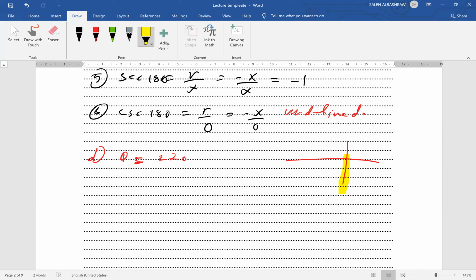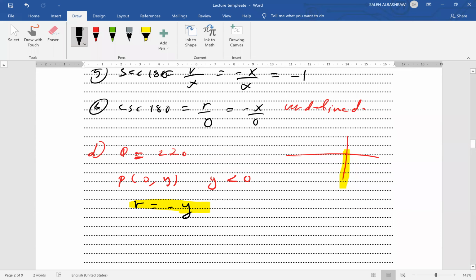And the last one, theta equal to 270. Talk about this angle now. Choose the point B, which is (0, y), but this time y is negative in the third quadrant. So r will be minus y. Again, r is the distance between 0 and the point, so it must be positive. Now I can find all the 6 trigonometric functions.